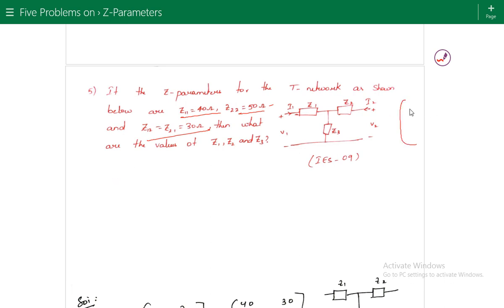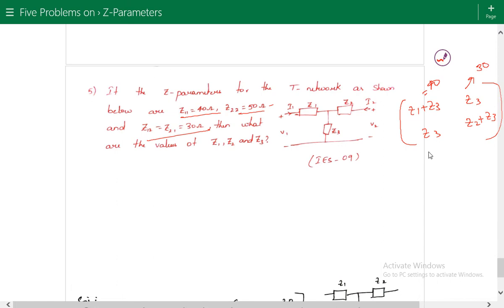Just by looking at the figure, we can write the Z parameters: Z11 is Z1 plus Z3, Z12 and Z21 are Z3, and Z22 is Z2 plus Z3. Is it true? Right. Now Z11 they had given as 40, so this value is 40. Z12 equals Z21 equals 30, so this value is 30, and this value is 50.